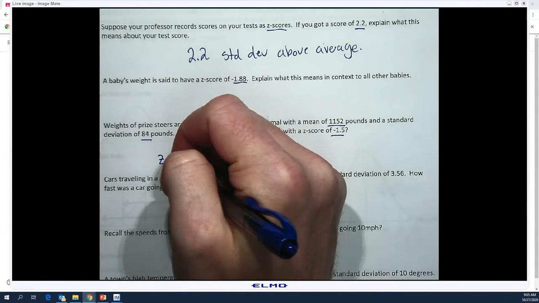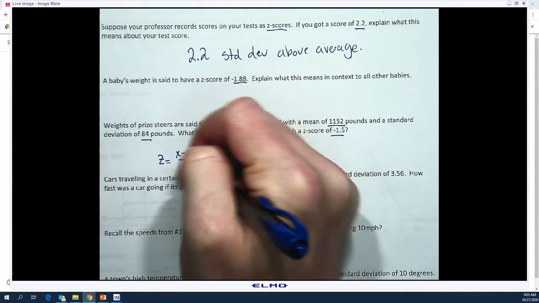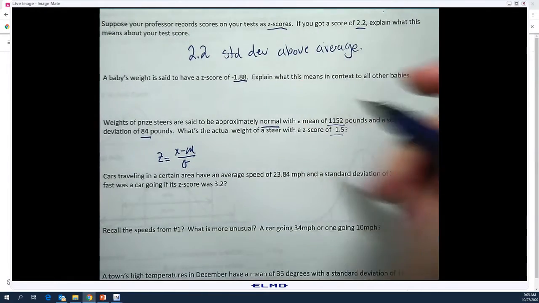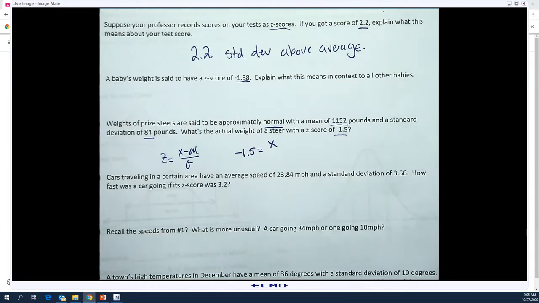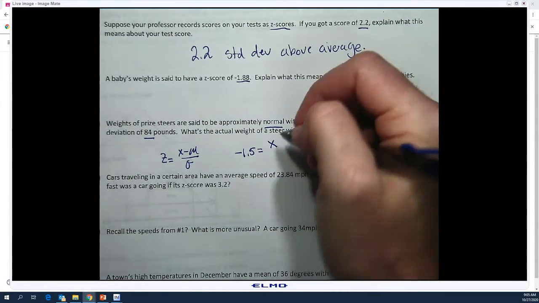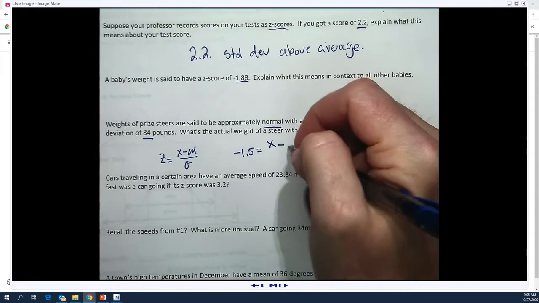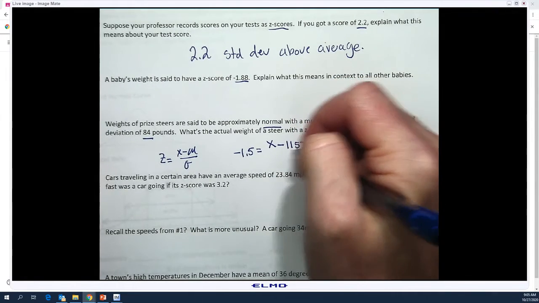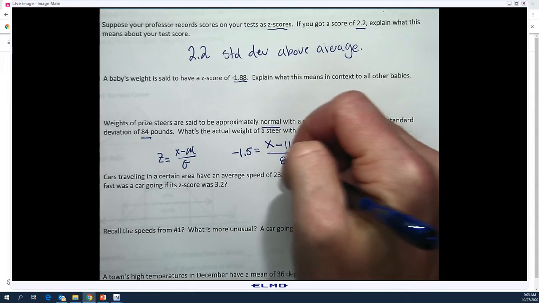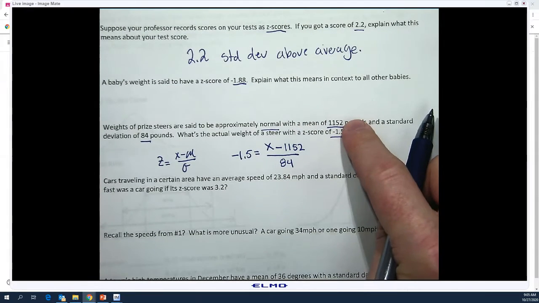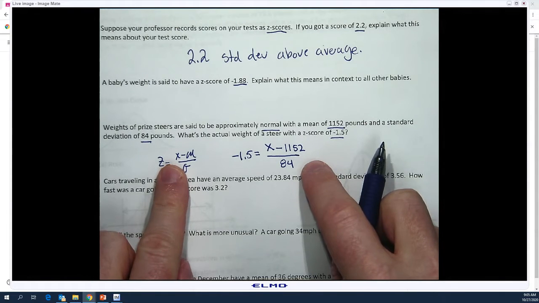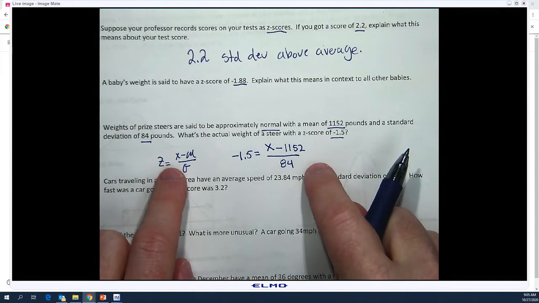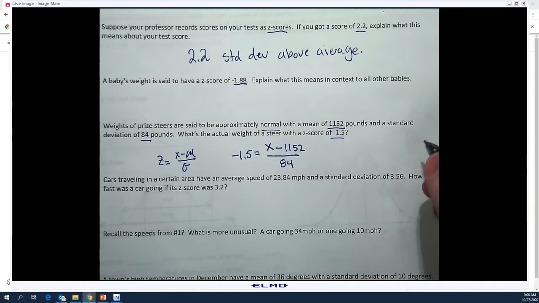I'm going to use our formula, z is equal to x minus mu over sigma. And we say our z-score is negative 1.5. We don't know what the steer's weight is, so that's x, which is unknown, minus the average, 1,152, over the standard deviation, 84. I'm literally just plugging in the information from the problem into our equation. This is about as intense as algebra will get in this class, solving this problem. There won't be any more algebraic steps than maybe 2 or 3 in this class.